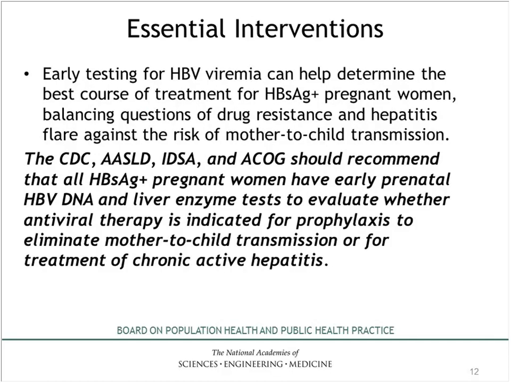Early testing for hepatitis B viremia can help determine the best course of treatment for hepatitis antigen-positive pregnant women, balancing questions of drug resistance and hepatitis flare against the risk of mother-to-child transmission. Our recommendation is that the CDC, AASLD, IDSA, and ACOG, different specialty societies within the U.S., should recommend that all hepatitis B antigen-positive pregnant women have early prenatal hepatitis B virus DNA and liver enzyme tests to evaluate whether antiviral therapy is indicated for prophylaxis to eliminate mother-to-child transmission or for treatment of chronic active hepatitis.